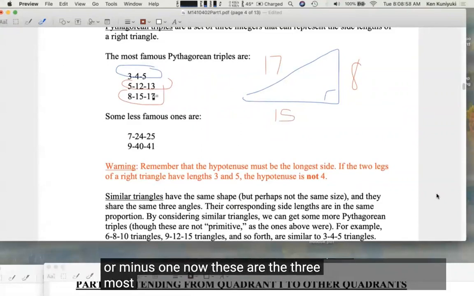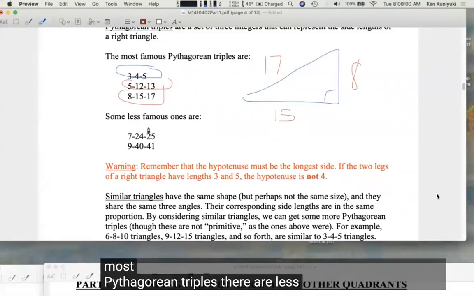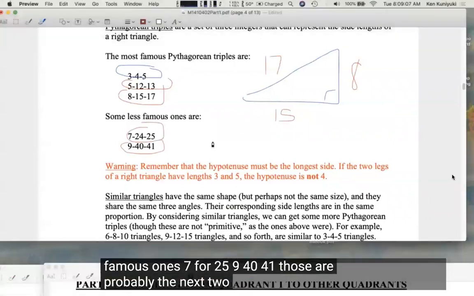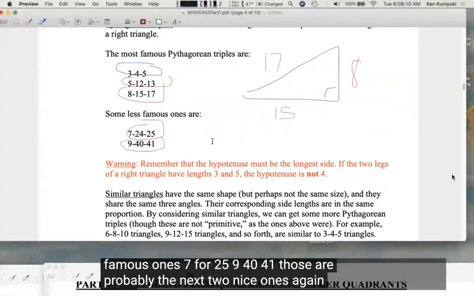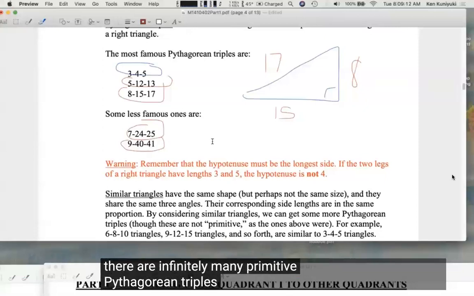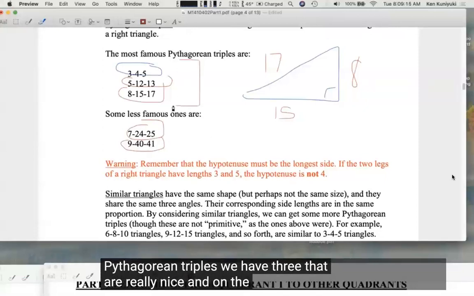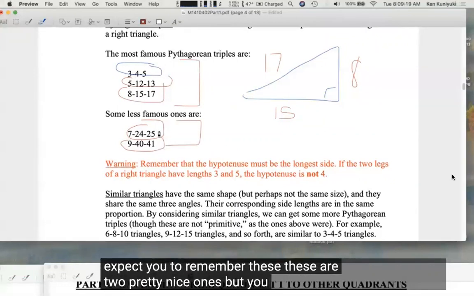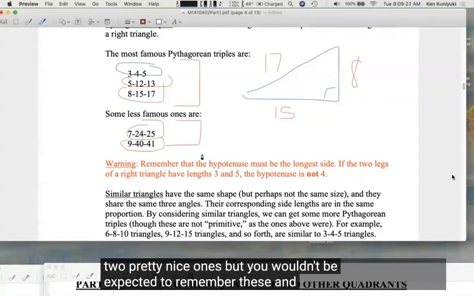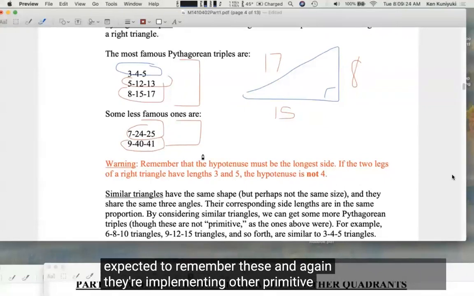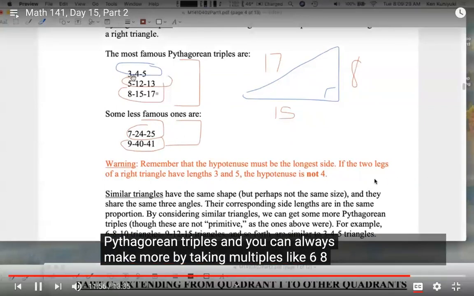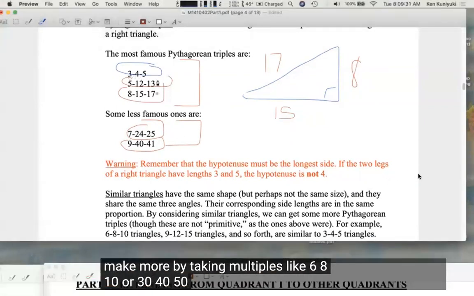Now, these are the 3 most famous Pythagorean triples. There are less famous ones: 7, 24, 25 and 9, 40, 41. Those are probably the next 2 nice ones. Again, there are infinitely many primitive Pythagorean triples. We have 3 that are really nice, and on the SATs, they'd expect you to remember these. These are 2 pretty nice ones, but you wouldn't be expected to remember these. And again, there are infinitely many other primitive Pythagorean triples. And you can always make more by taking multiples, like 6, 8, 10, or 30, 40, 50, and so forth.